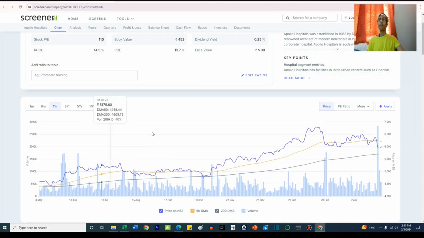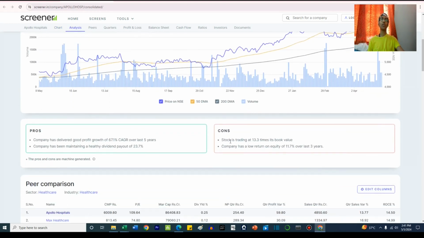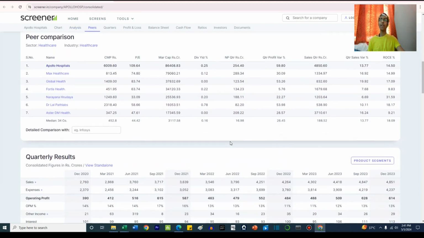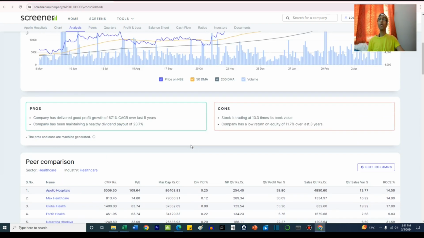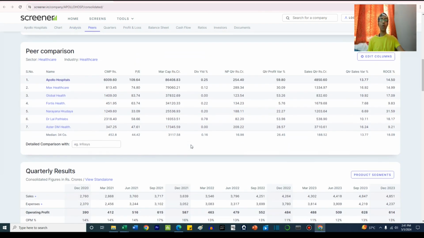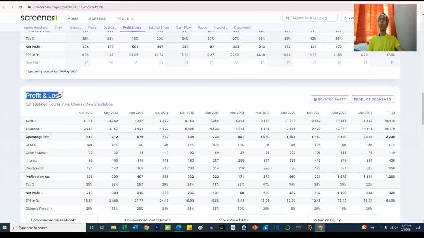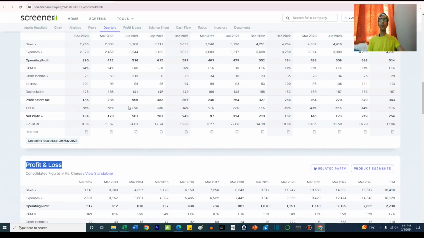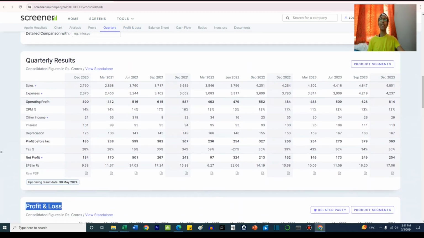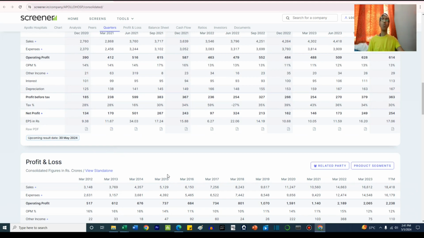Let us take it back to 1 year. Below this, some pros and cons are written, then there is peer comparison. Our focus right now is not going to be on any of these. We will be focusing only on 2 things: the quarterly results segment and the profit and loss segment. Even in these 2 segments, we will not be focusing on all the parameters. We will first focus on 2 things: the sales and the net profit, what their numbers are and what their patterns are.